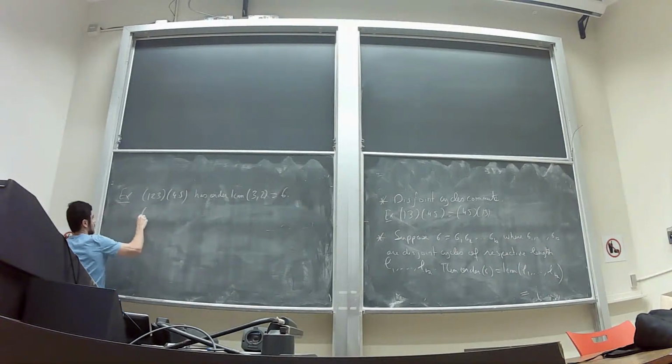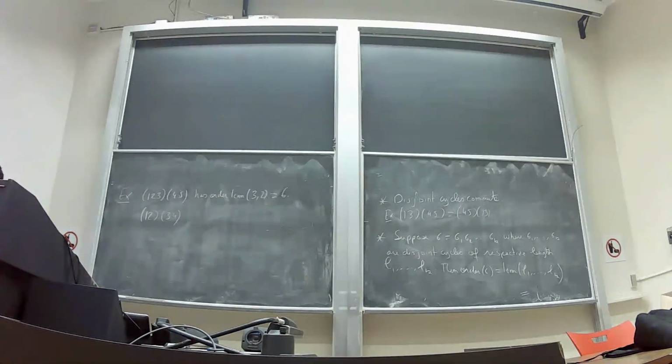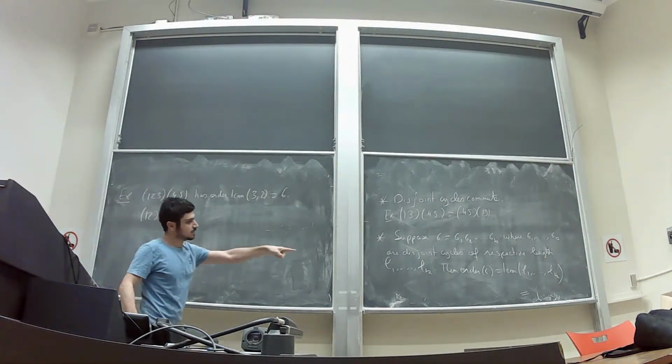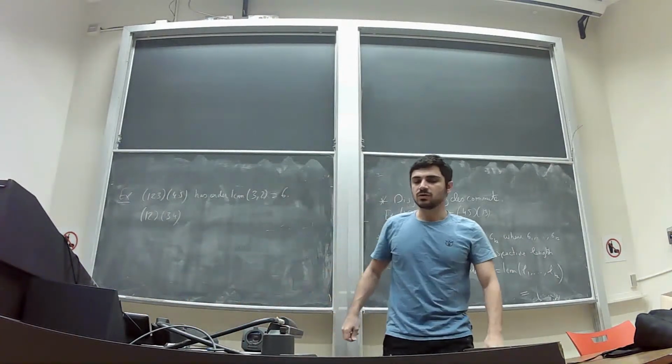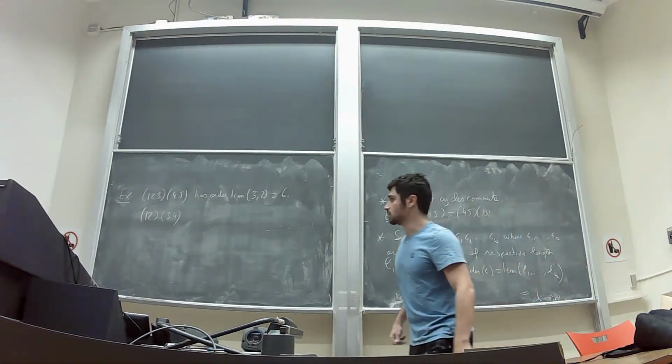Okay, so this one, (1 2)(3 4). What is the order of this? It's the LCM. Are these cycles disjoint? Yeah. So I can apply the result here. So it's the LCM of 2 and 2, which is 2 as order.